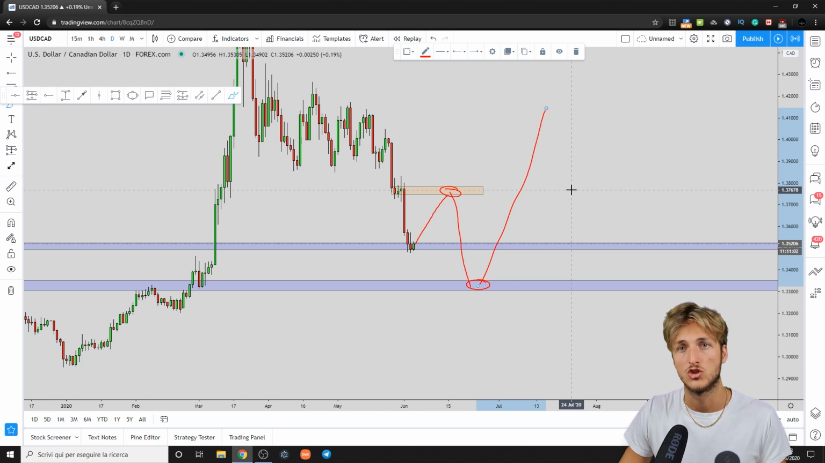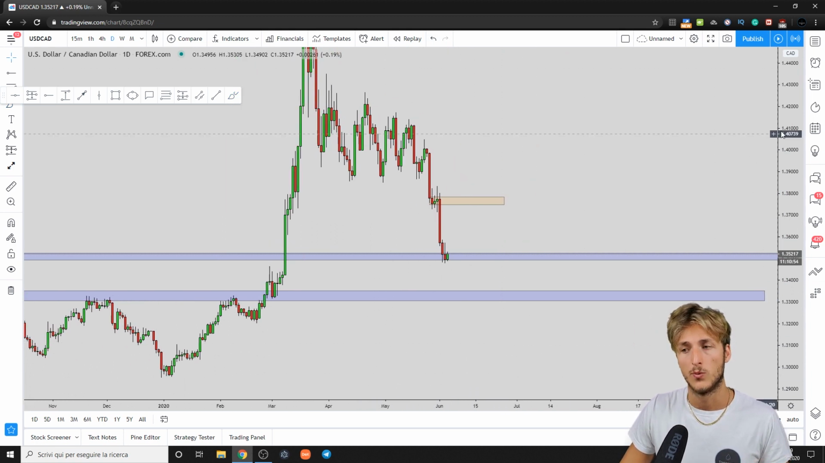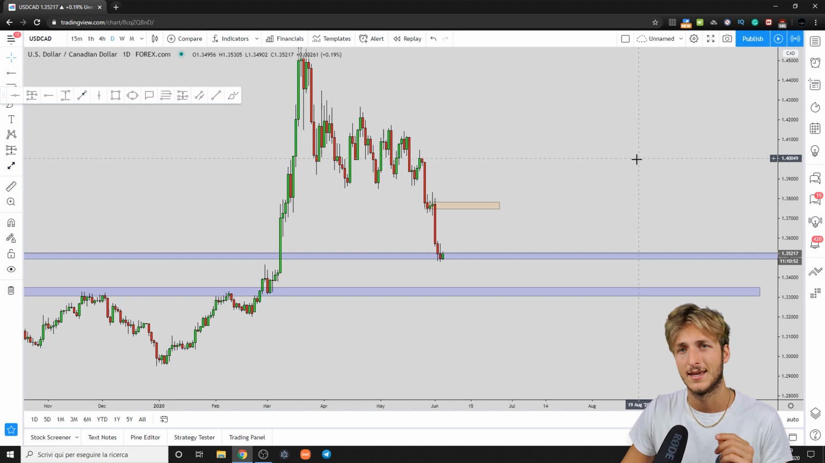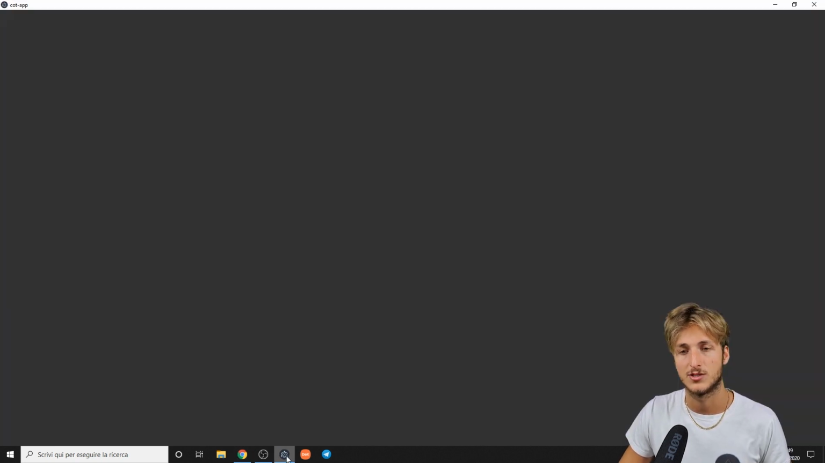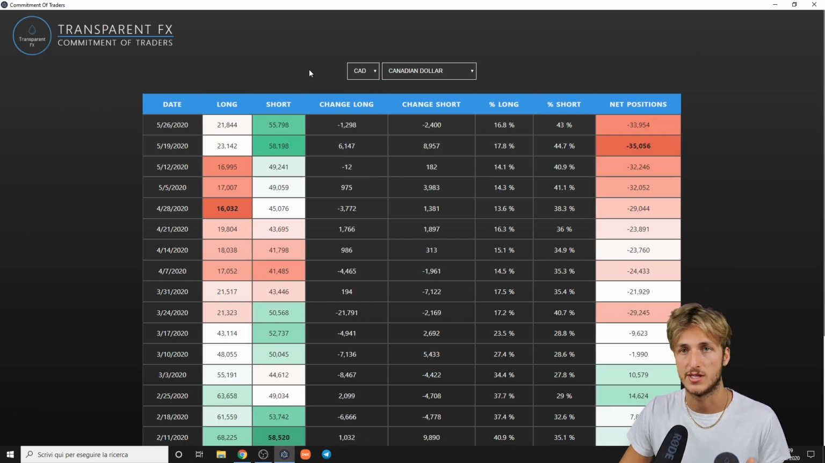But anyway, trading is not predictive, trading is reactive. So let's see how the analysis will continue. We check the weekly, we check the daily. Let's go and see what we have from a COT perspective. So commitment of traders, what hedge funds are doing at the moment on USD CAD.